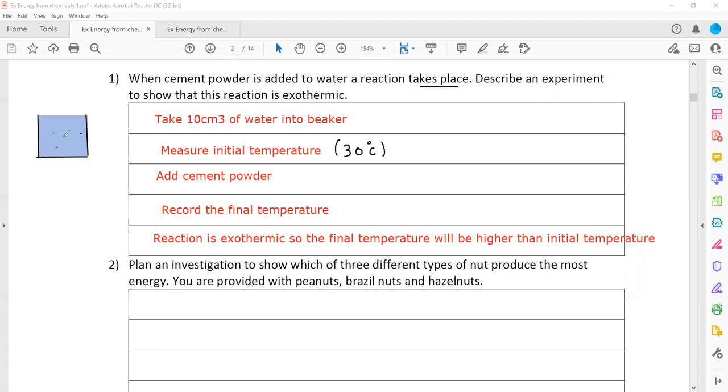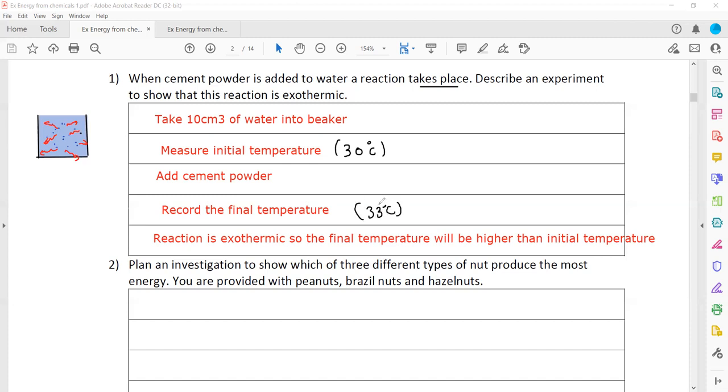When we add the cement powder, like these dots are representing the cement powder, the reaction is exothermic. Exothermic reaction means it releases energy. So when cement powder comes in contact with water, the cement powder will release energy, and that energy is absorbed by the water. So when cement powder loses energy, water will take energy. What will happen? The temperature of the water will rise. For example, the final temperature is 33 degrees centigrade.